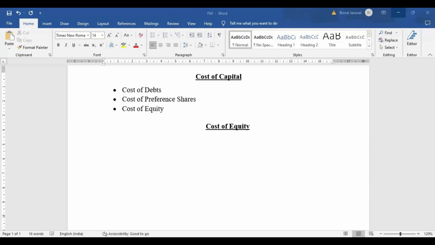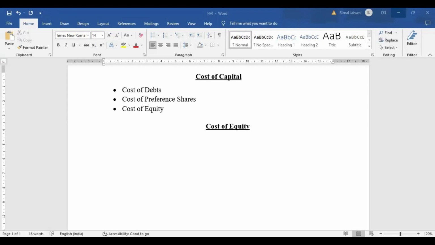As we are aware, this cost of capital will be calculated with an average of cost of equity, cost of preference, and cost of debts. In the past few lectures, we have discussed how to calculate the cost of debts using the formula as well as the trial and error method. We also made an effort to calculate the cost of preference, and in today's lecture, we will discuss how to calculate the cost of equity.